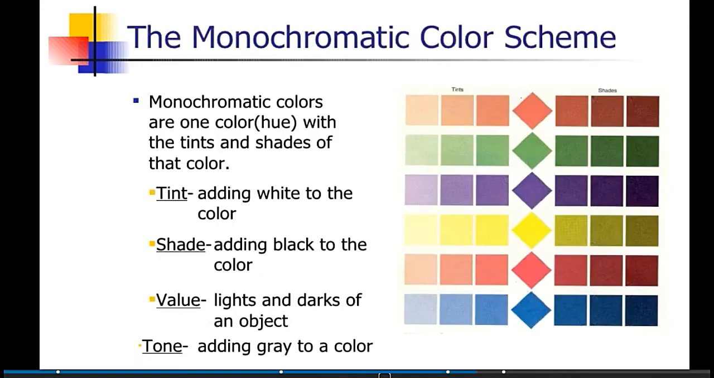The monochromatic color scheme. Monochromatic means single color, or one color hue with the tints and shades of that color. Tint is adding white to the color, shade is adding black to the color, and value is the lights and darks of an object. The tone is adding gray to a color.